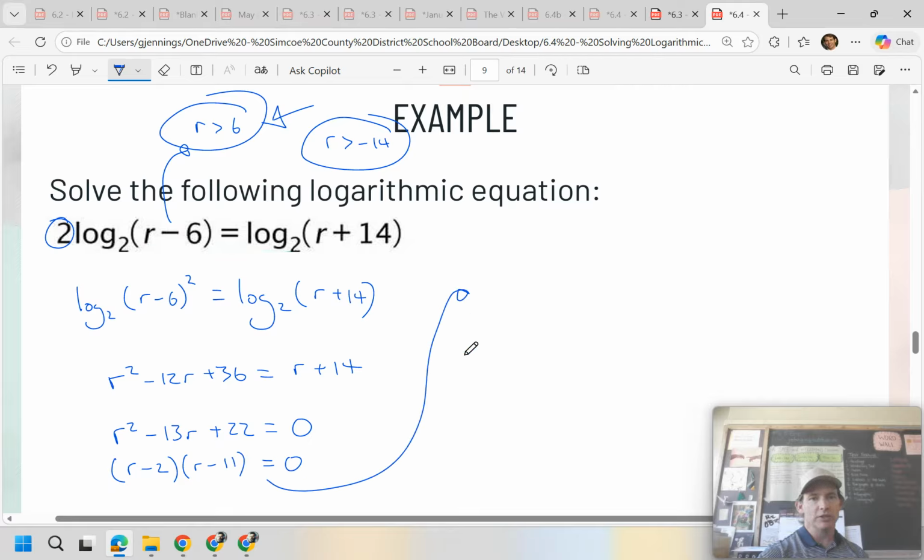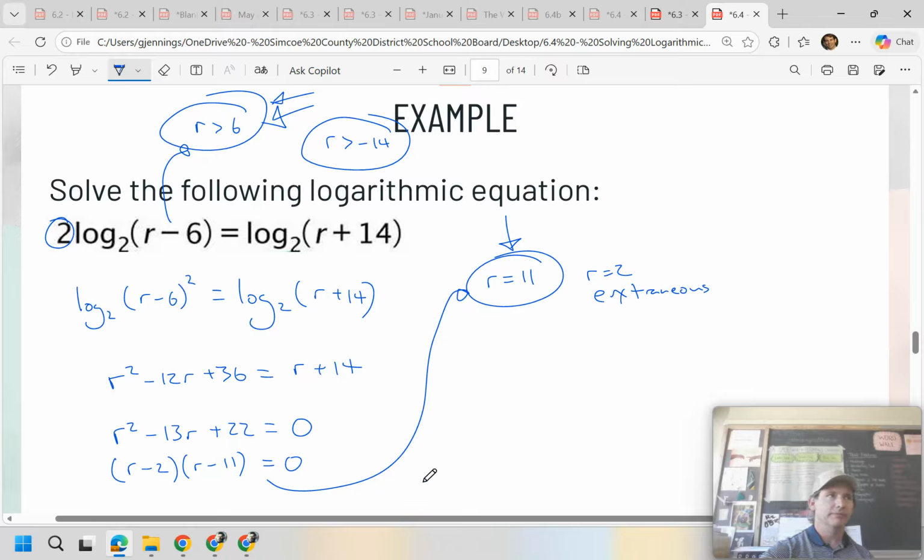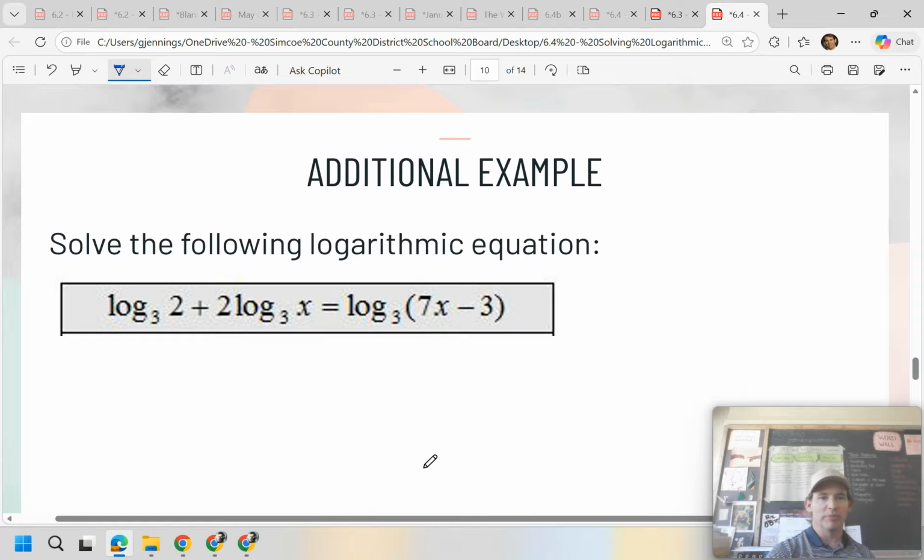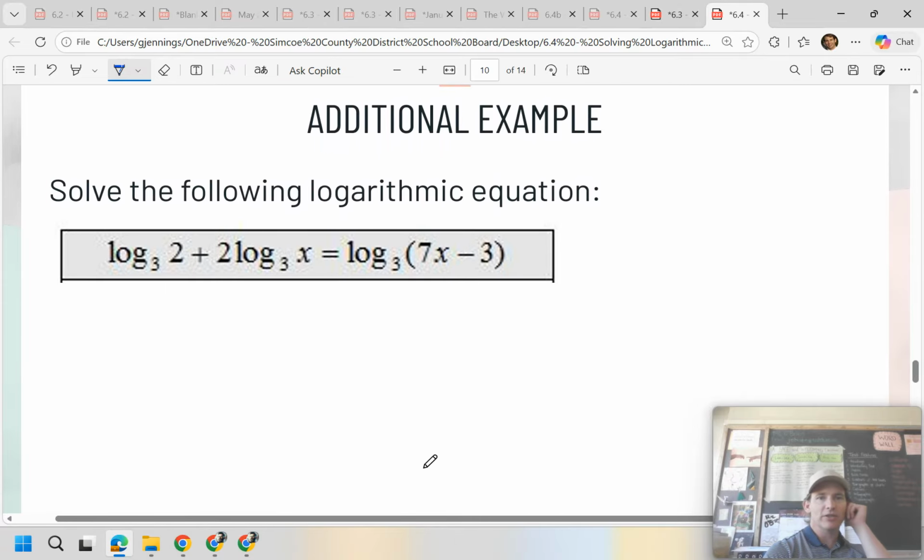So what do we get for solutions that fall within this domain? 2. Must be greater than 6. r equals 11. r equals 2 is extraneous. You have to write that first. I think it's fine if you don't, but okay, so here's another example.